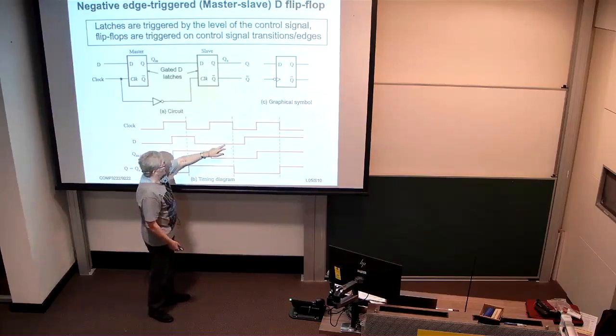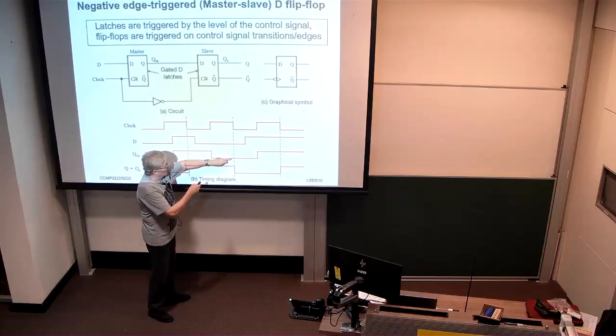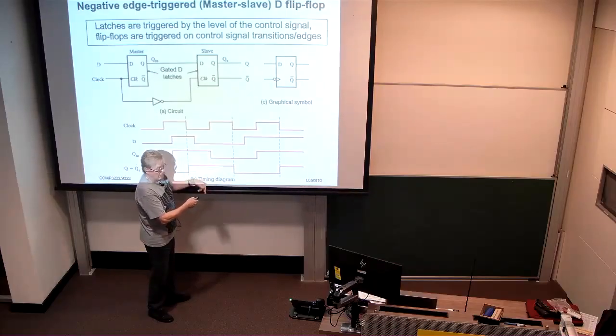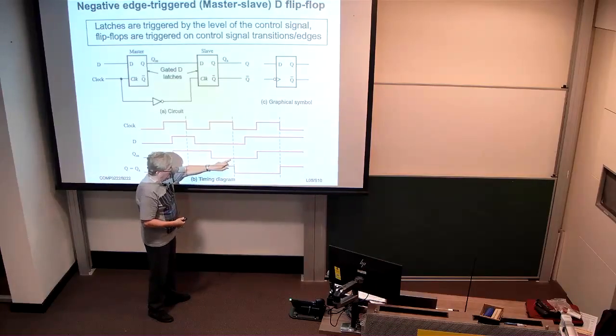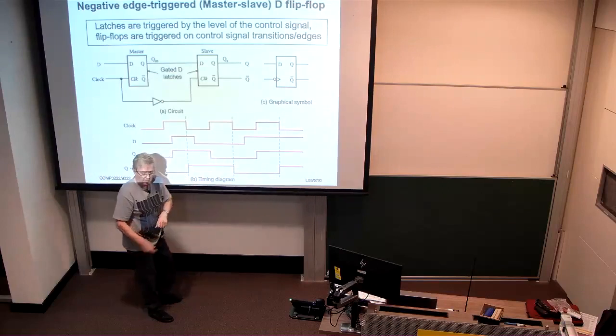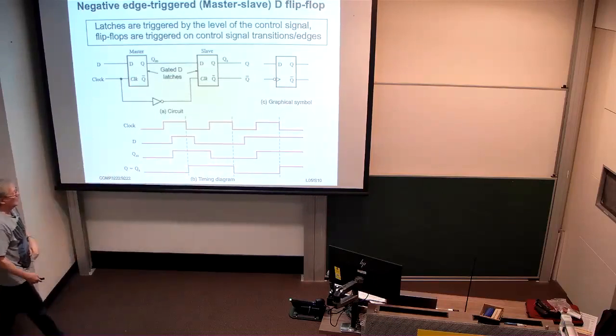It can't change because the clock's low now for this part, while the clock is high again. Since D has fallen in the meantime, QM goes low. And again, when the clock goes low, the slave becomes active. It responds to the fact that QM has gone low and therefore echoes that with QS going low.